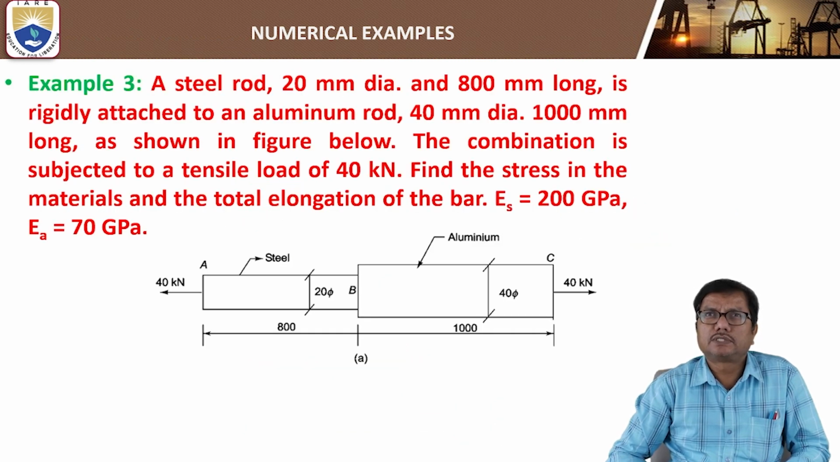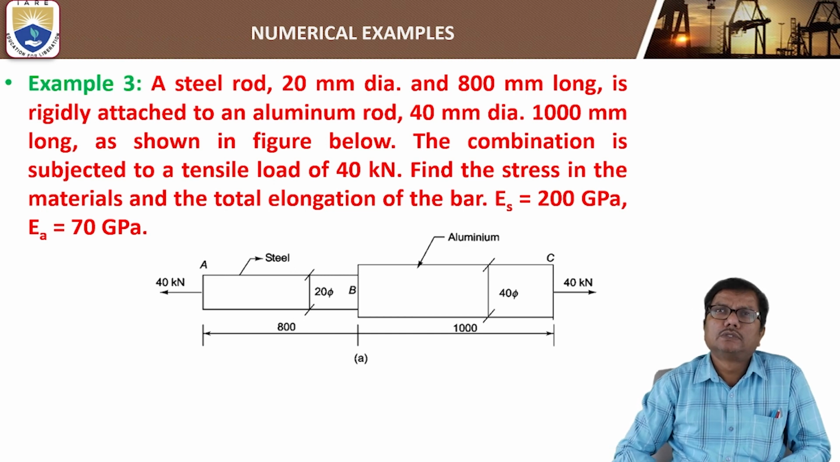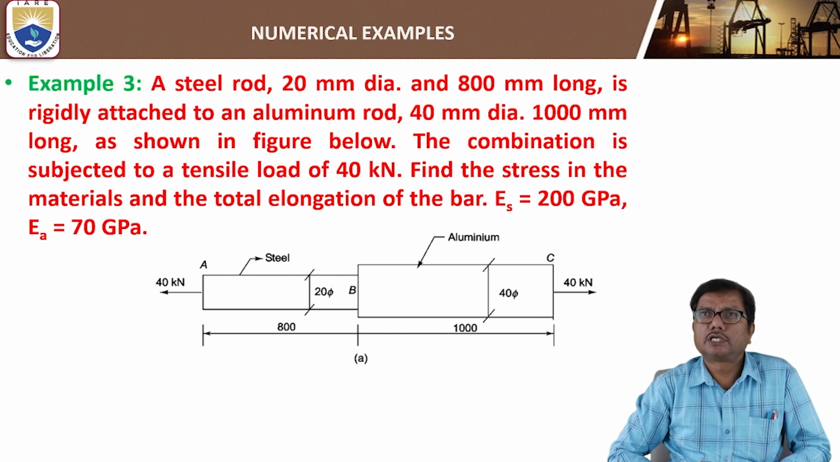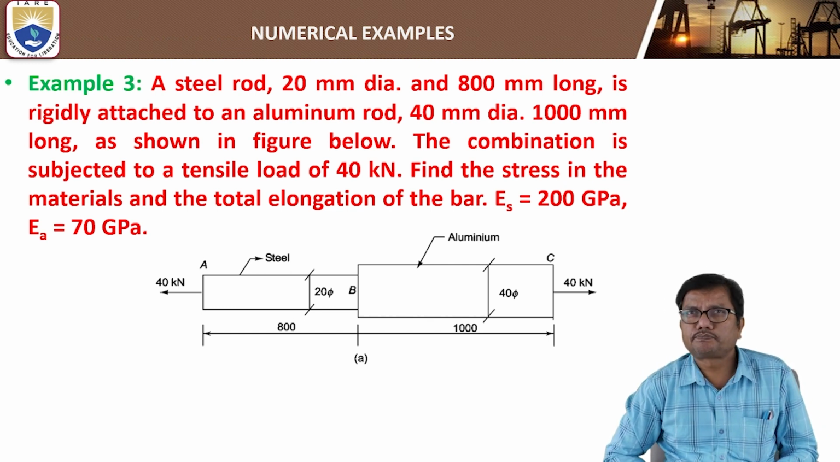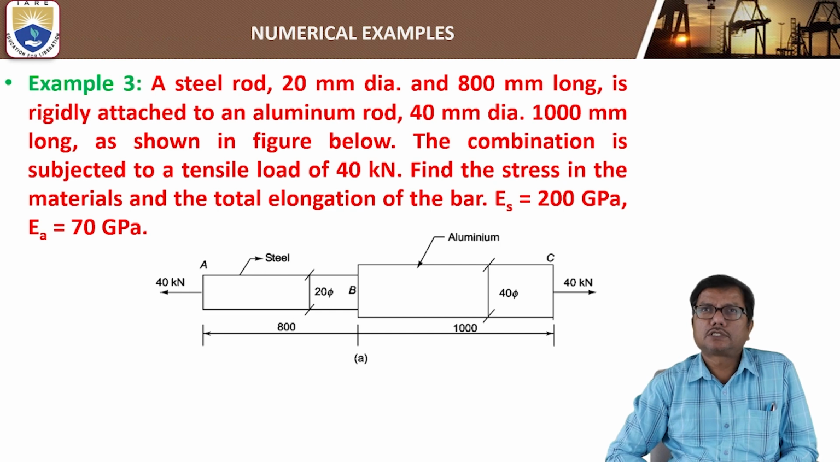And third example, if you consider a steel rod of 20 mm dia and 800 mm long, rigidly attached to an aluminum rod 40 mm dia and 1000 mm long, as shown in the figure. The combination is subjected to a tensile load of 40 kilonewtons. Find the stress in the materials and the total elongation of the bar. Young's modulus for steel is 200 gigapascals, for aluminium 70 gigapascals.